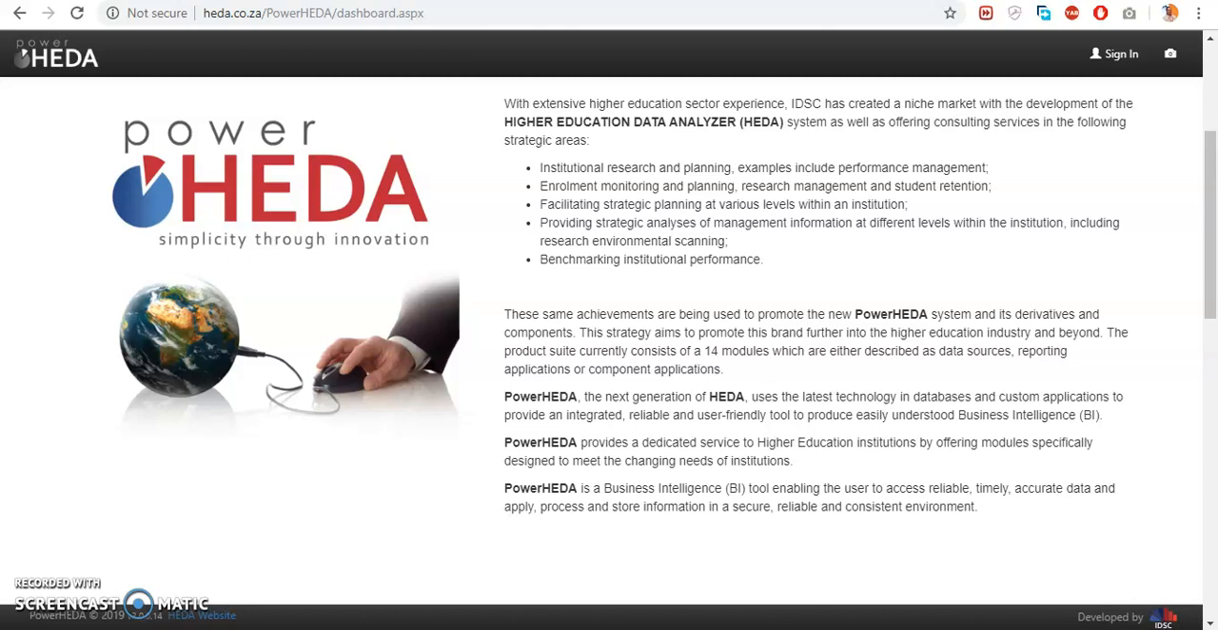PowerHEDA is the next generation higher education data analyzer. PowerHEDA is a business intelligence tool which enables the user to access reliable, timely, accurate data and apply, process, and store information in a secure, reliable, and consistent environment.